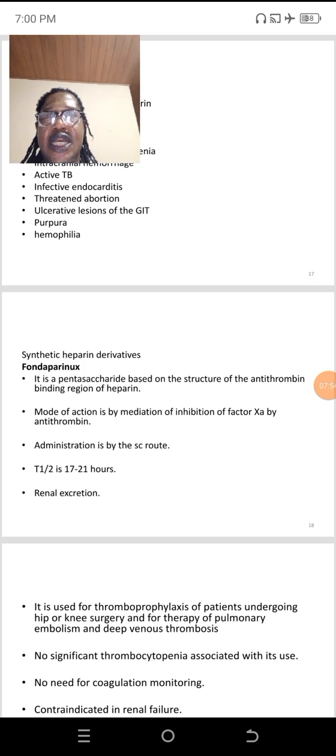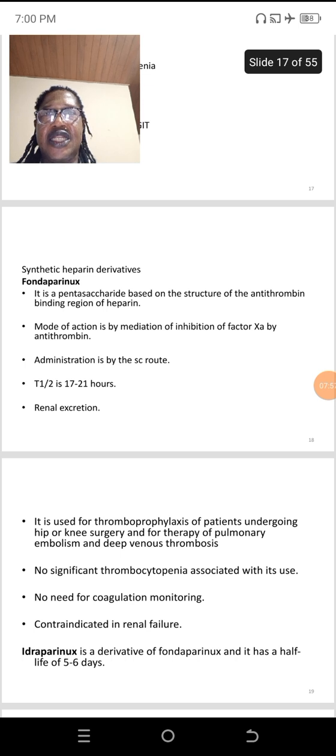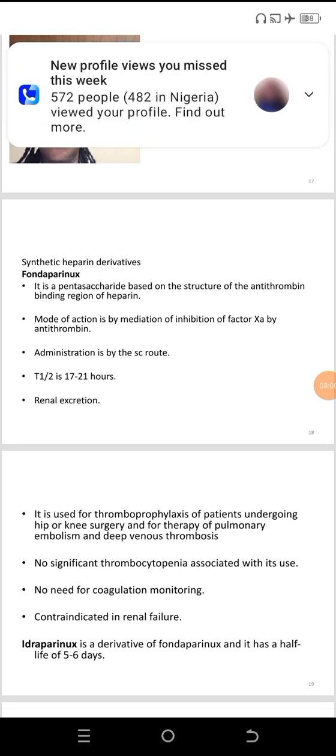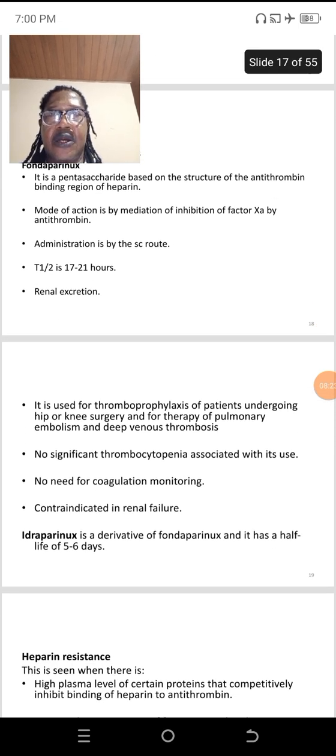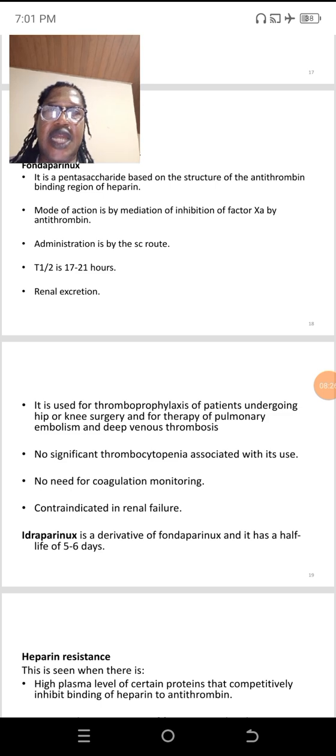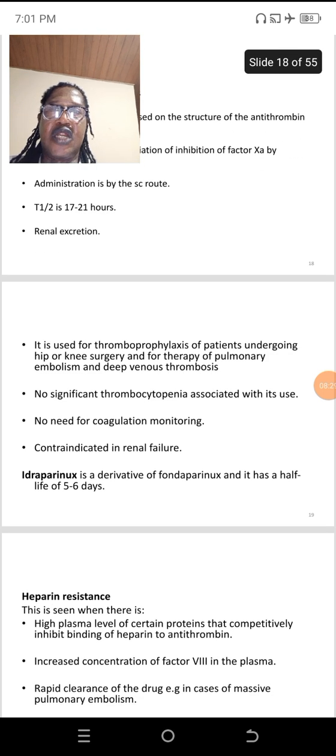Then we have the synthetic heparin derivatives, and these are fondaparinux and idraparinux. Fondaparinux is a pentasaccharide based on the structure of the antithrombin binding region of heparin. It has a half-life of about 17 to 21 hours, and excretion is via the kidney. Mode of action is by mediation of inhibition of factor 10A by antithrombin. And there's no significant thrombocytopenia associated with its use. There's no need for coagulation monitoring, and it is contraindicated in patients with renal failure.